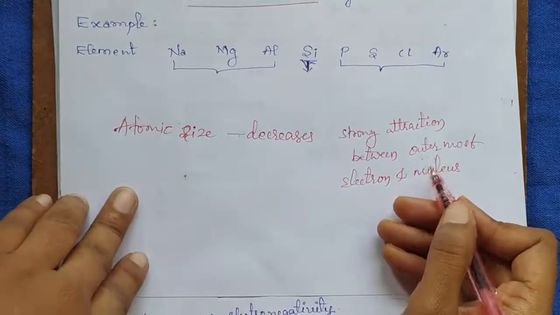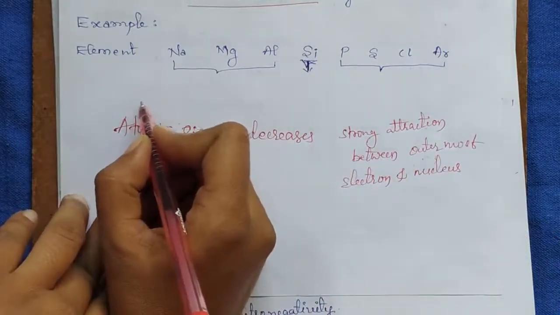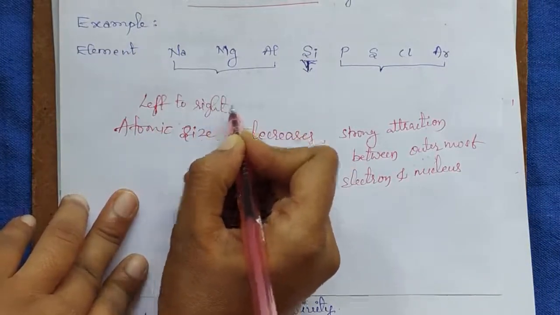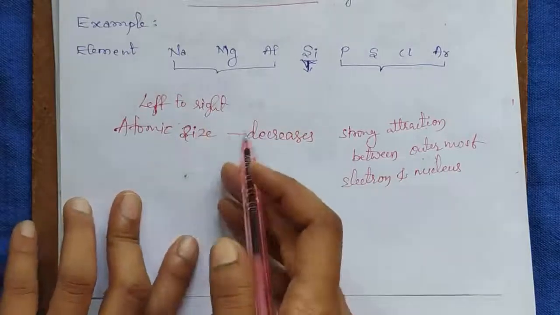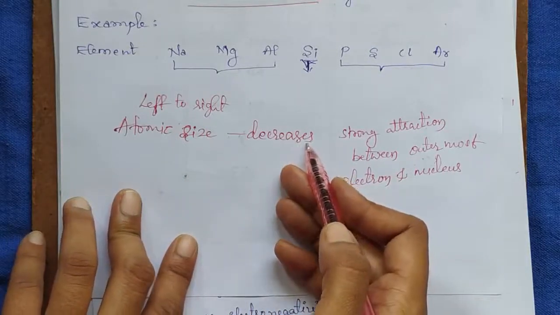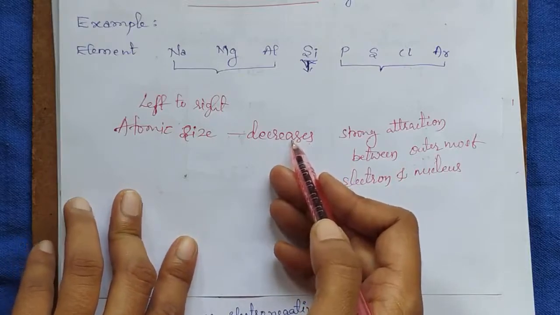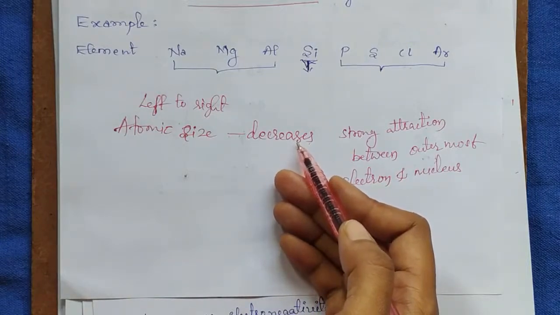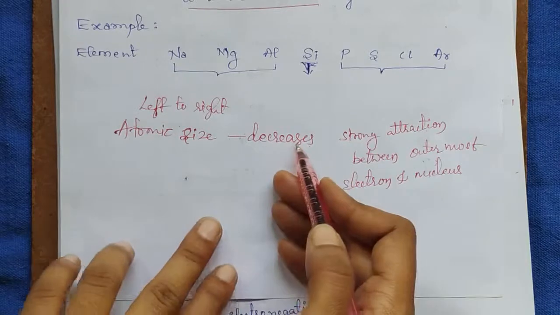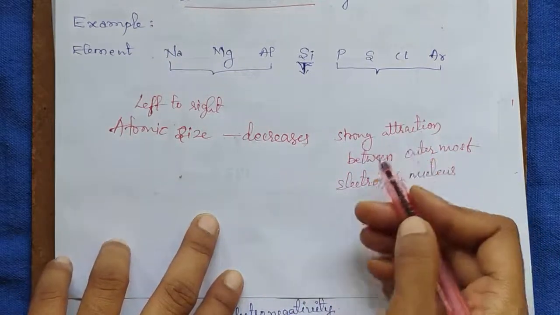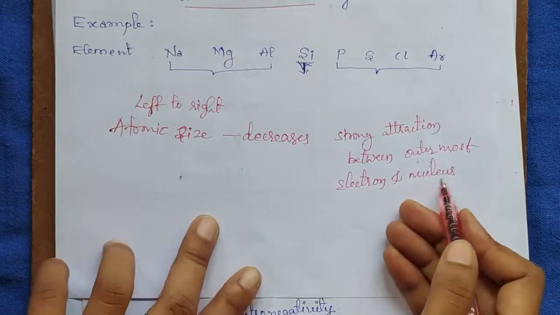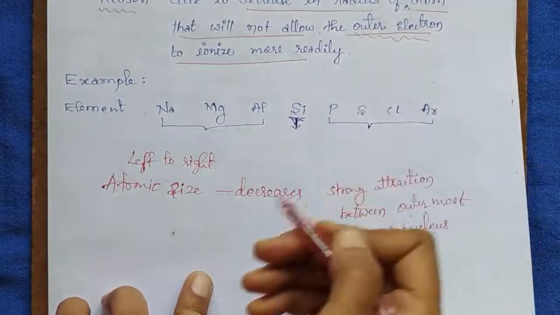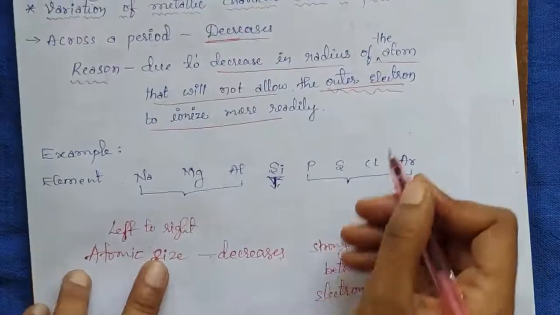What happens when we move from left to right across the period? As we move from left to right, atomic size decreases. When atomic size decreases, the attraction between the outermost electron and the nucleus is very strong. Since there is a strong attraction between the outermost electron and the nucleus, it's very difficult to remove the outermost electron.